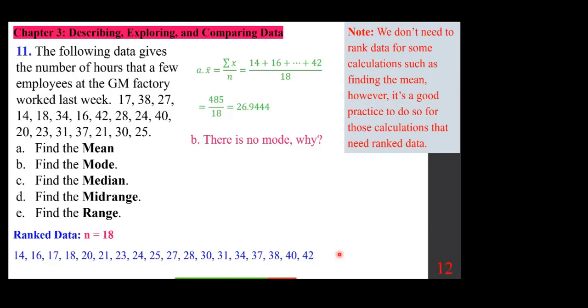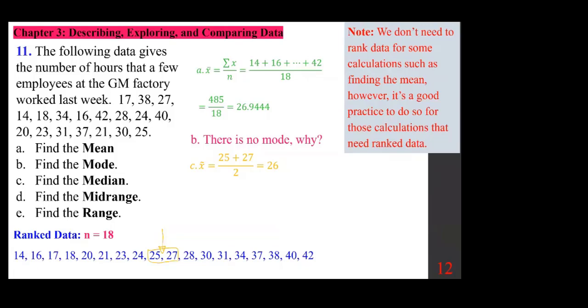Median, you are going to look at the middle of the data. To find the middle, n is 18. So if you count 1, 2, 3, 4, 5, 6, 7, 8, 9, it's in between here. That's the median. If it happened to be an odd number, there is one number in the middle, and that's the answer. But when it's even, there is no number in between, so you find the midpoint of the two. So 25 and 27 divided by 2 is the answer.